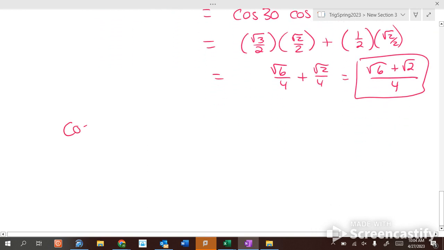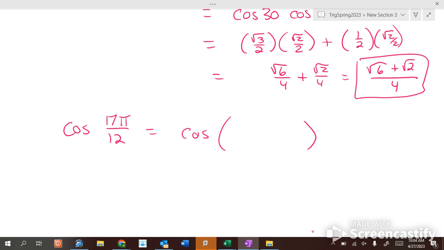The cosine of 17 pi over 12. Oh my goodness. What two numbers add up to be 17 pi over 12? What over 12 plus what over 12 makes 17 pi over 12? And don't say 10 and 7, because 7 pi over 12 doesn't reduce. You need something that reduces. So you can't say 1 and 16. Can you say 2 and 15?